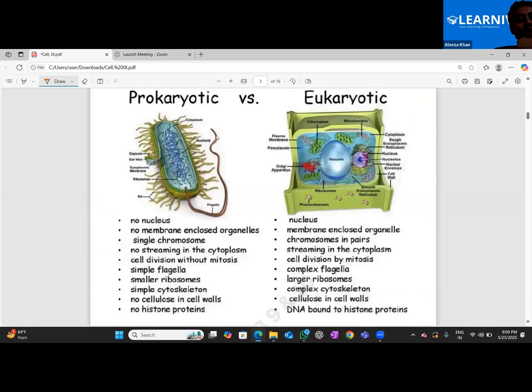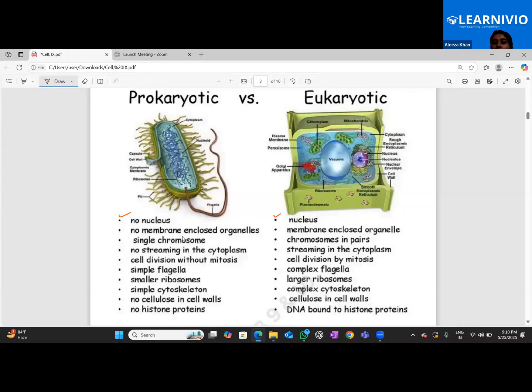If you can differentiate in the shape, this is the prokaryote and this is the eukaryote. Can you see that this is a complex image and this is a very simple image in comparison? Yes, because this is in the multicellular organisms where more complex function is being performed. So the first difference is that the prokaryote doesn't have the nucleus, while eukaryotes have the nucleus.